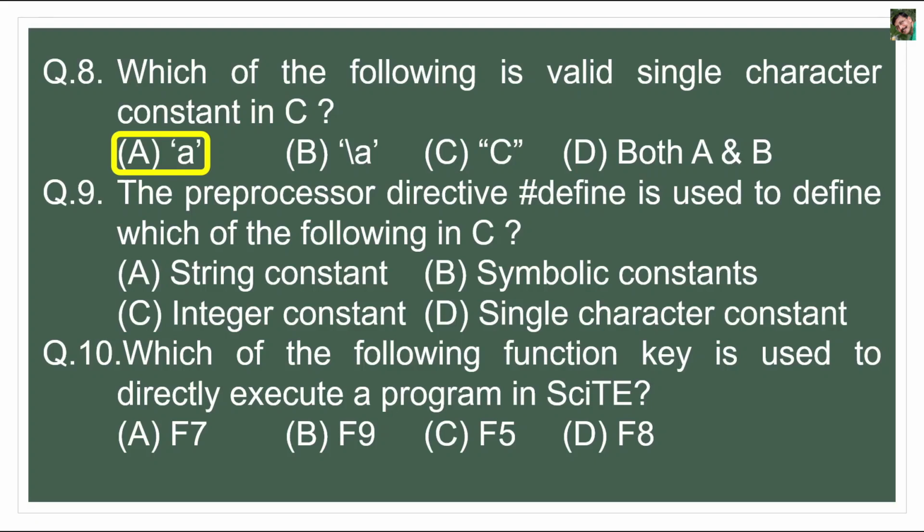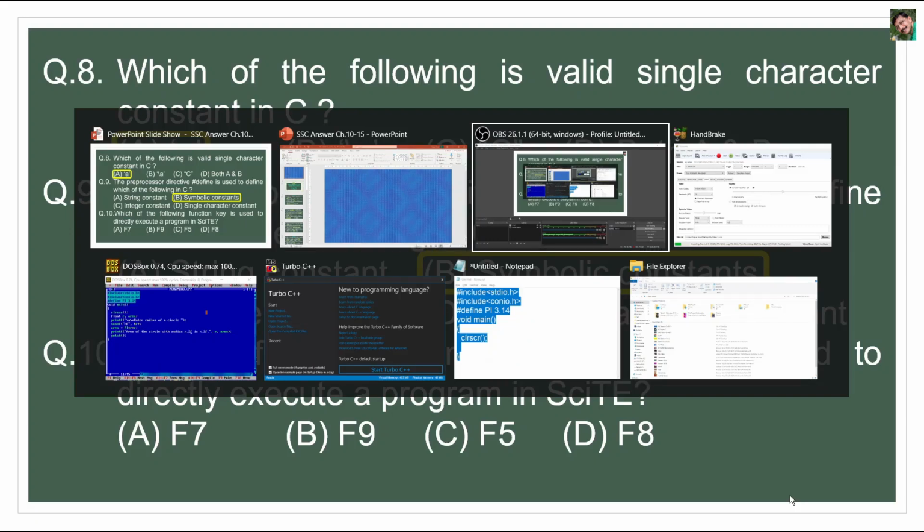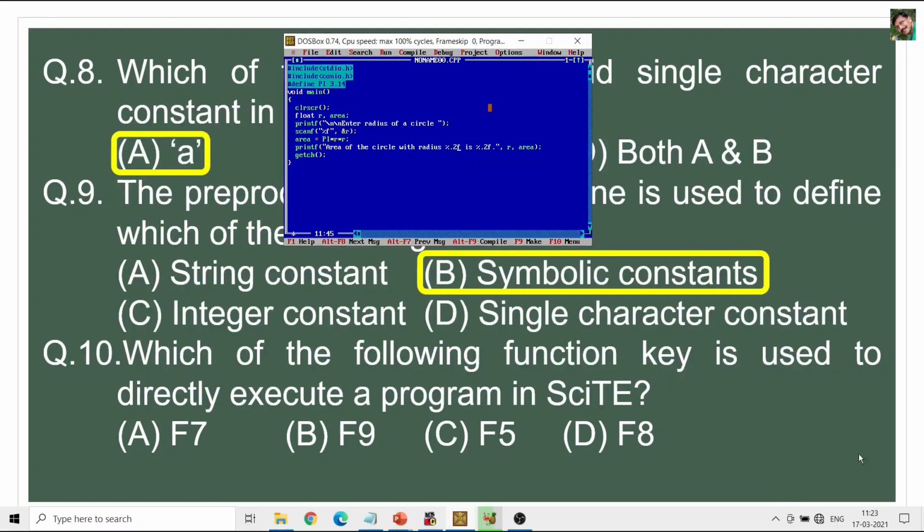Question number 9. The preprocessor directive, that is hash define, is used to define which of the following in C. Now what is a preprocessor directive? Preprocessor directives are used to create some constants, and to make our program more meaningful we create some preprocessor directives using hash define, and they are used to define symbolic constants. Now to understand this, we need to see one program, and let us go to that program first. I had written this program for you.